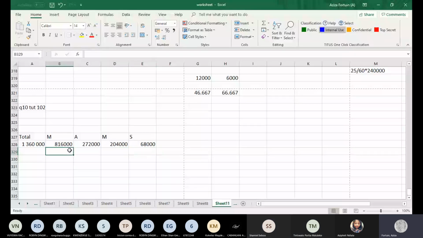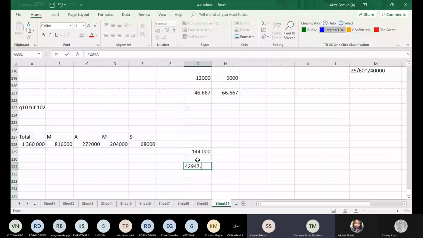Anybody get an amount? Is the first one 144,000? Anybody else get something else? I have two answers. I was just not sure which one is right. My other answer is 42,947.36. Okay, we'll wait for other people to answer.